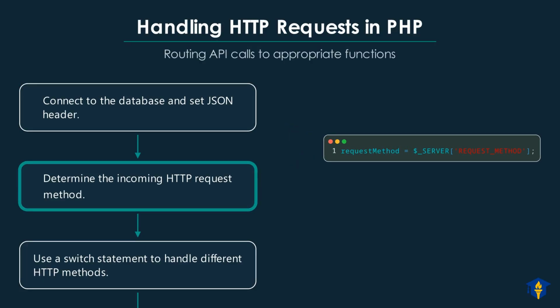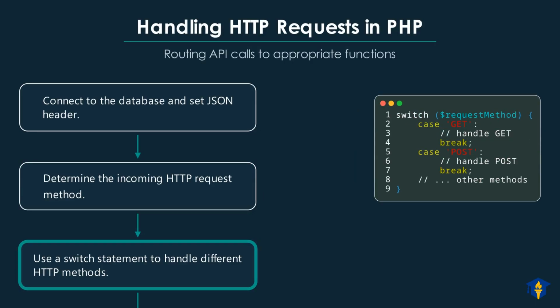Next, we determine which HTTP method was used for the incoming request. We capture the request method from the server superglobal and store it in a variable. Then, we implement a switch statement to handle different request types like GET or POST. This switch block routes execution to the appropriate logic based on the identified request method.